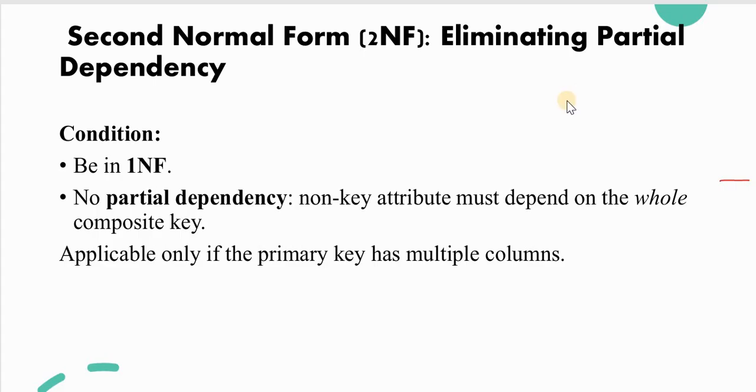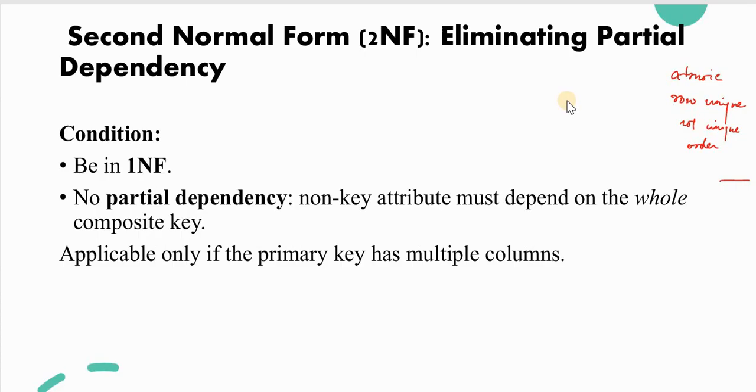So first norm should have all columns containing atomic values, and each row should be unique. There should not be any duplicate rows, and each column should have a unique name, and the order in which the data is stored doesn't matter. So these are the four conditions we looked into for a first norm.